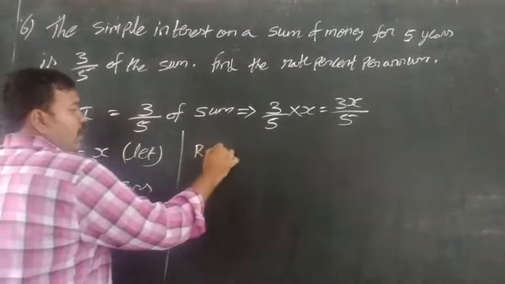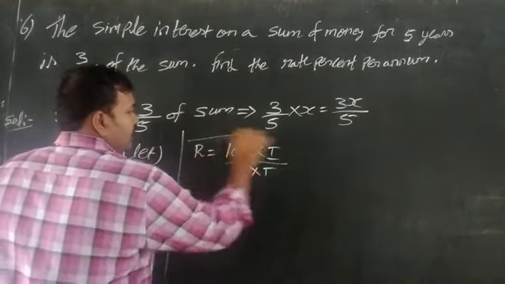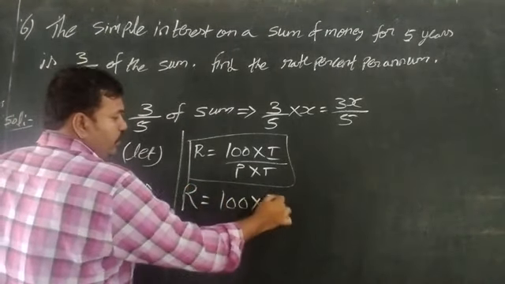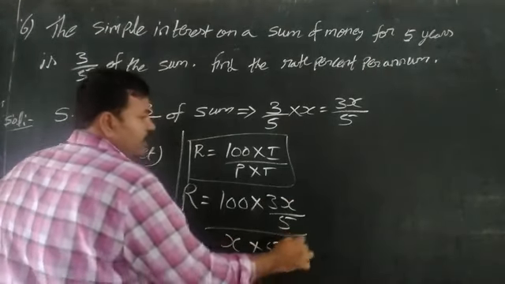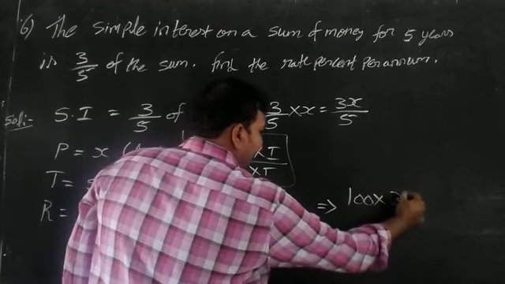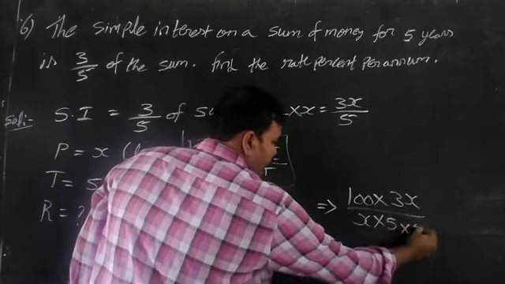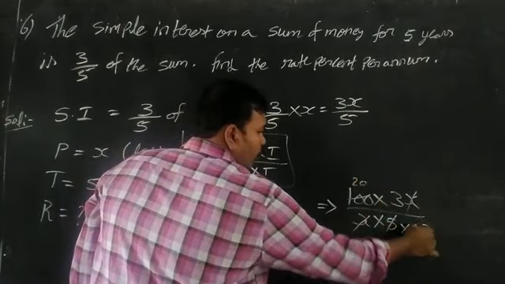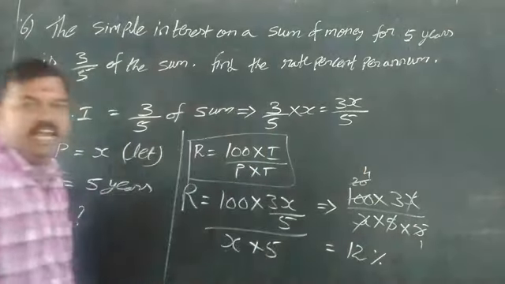Writing the formula, R is equal to 100 into I by P into T. R is equal to 100 into 3x by 5, by x into 5. Taking the reciprocal, 100 into 3x by x into 5 into 5. The x will cancel. 5 twenties are 100, 5 into 5 is 25, 1 time, 4 times, which is equal to 12 percent.